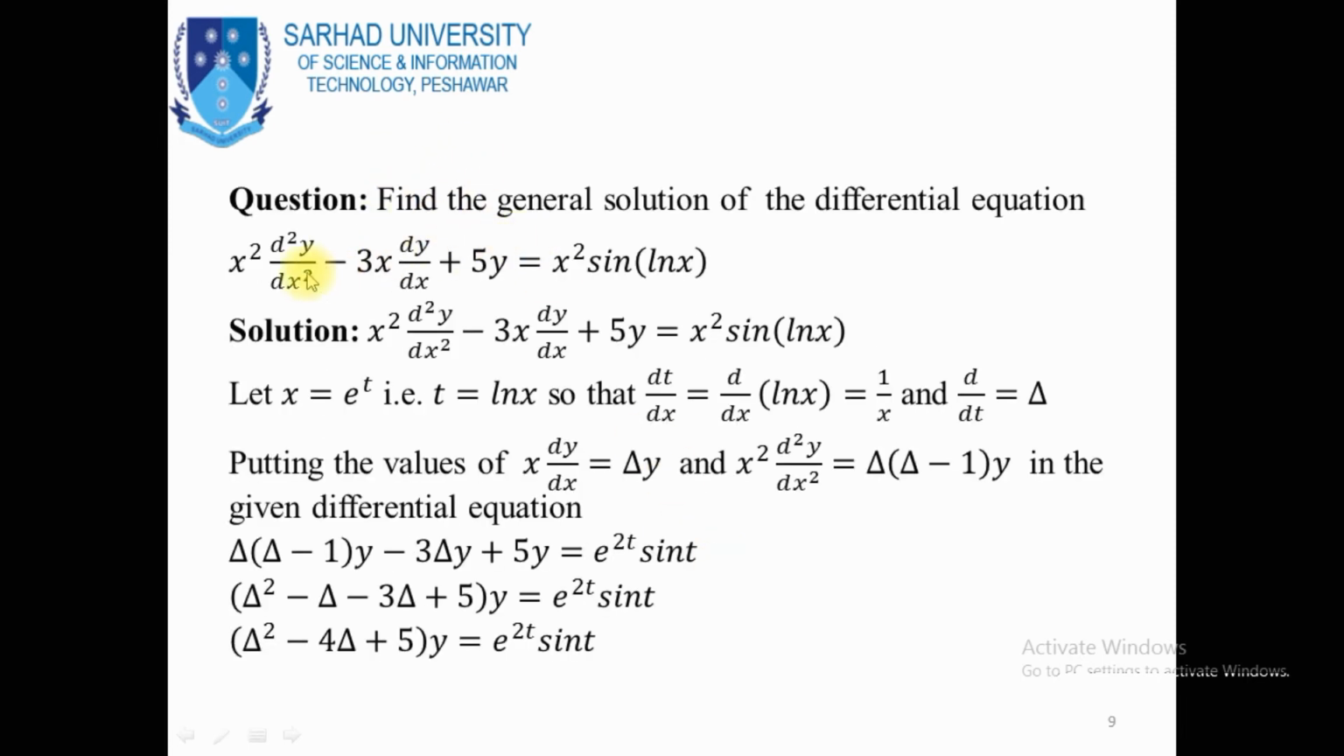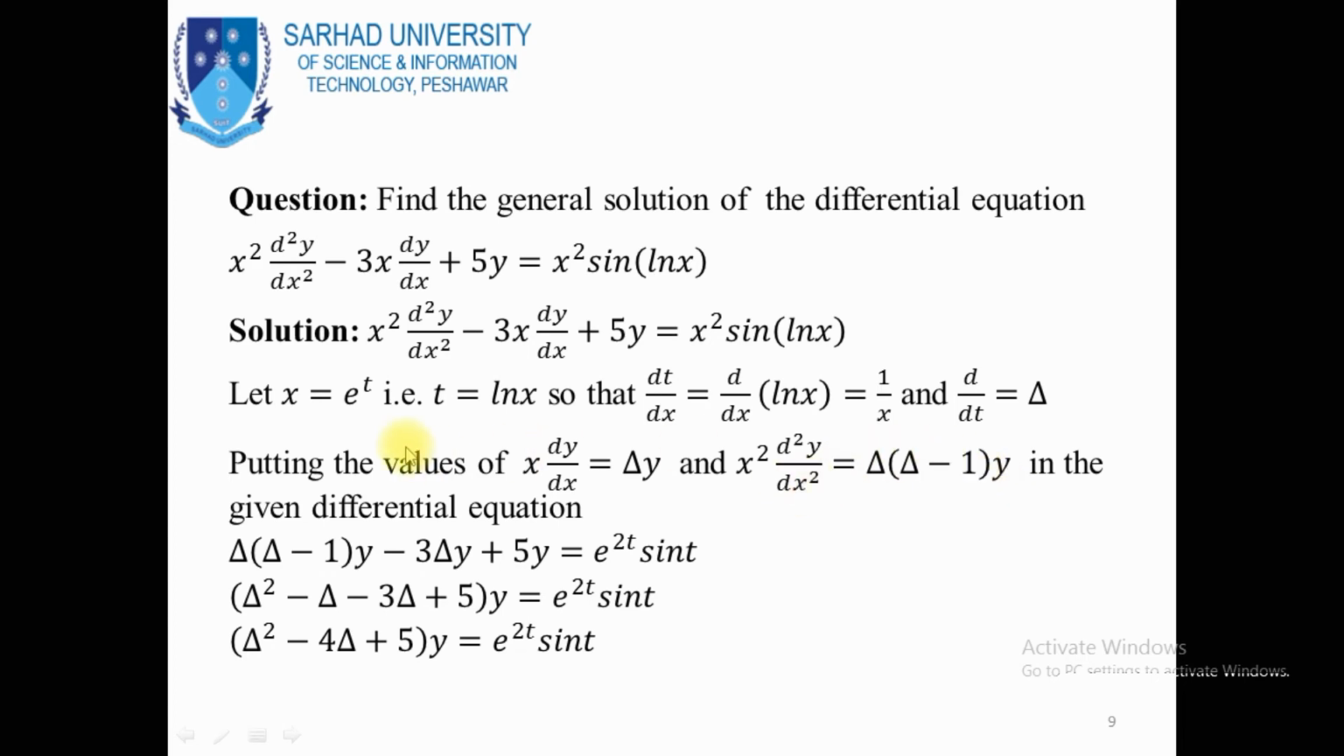Now another problem: x square d square y divided by dx square minus 3x dy by dx plus 5y is equal to x square into sine natural log of x. Now this is the Cauchy-Euler differential equation with variable coefficients. To convert the variable coefficients into constant coefficients, we use this supposition: x is equal to e power t, t is equal to log x, and d by dt is equal to delta, and x dy by dx is equal to delta y, and x square d square y divided by dx square is equal to delta into delta minus 1 into y.